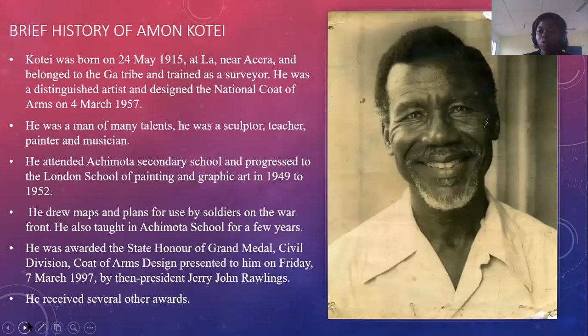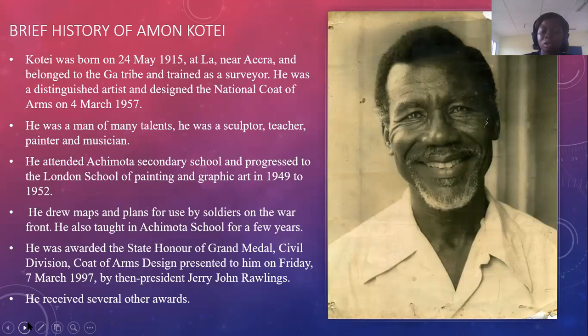So first of all, today we have Amon Kote. I'll go through a little history about Amon Kote with you. Kote was born on 24th May 1915 at La, near Accra, belonged to the Ga tribe, and trained as a surveyor.